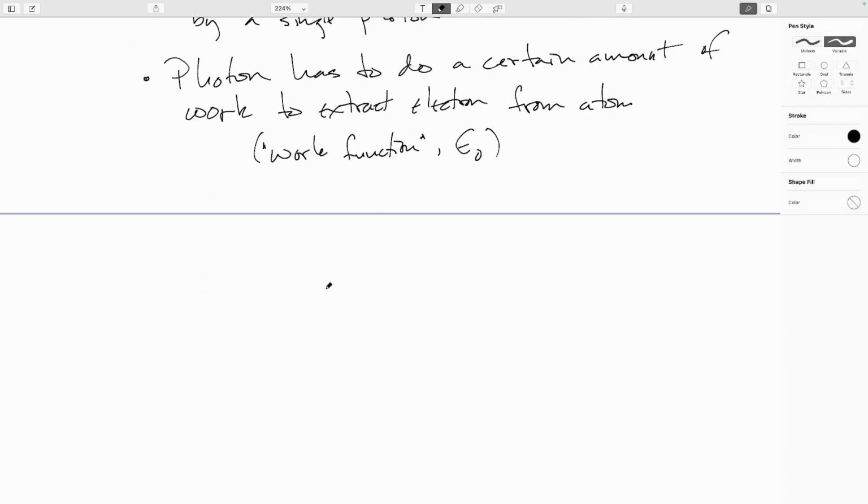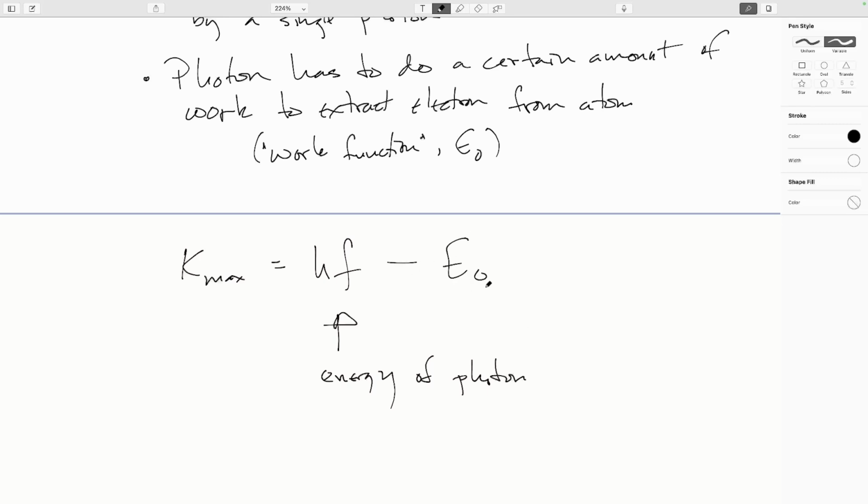But anyway, the idea is that the maximum energy, just doing energy conservation, has to be the energy that one photon could offer. So this is the energy of our photon minus the work function. How hard do you have to work to take the electron out of the metal? And this turns out to work out perfectly, matching the experimental data absolutely perfectly.